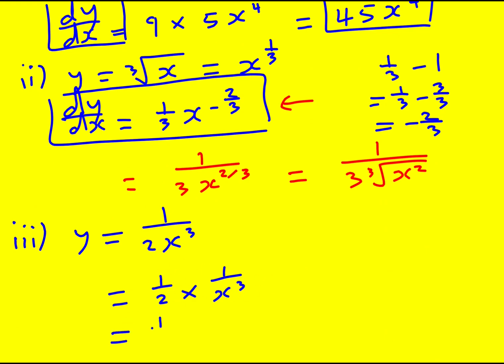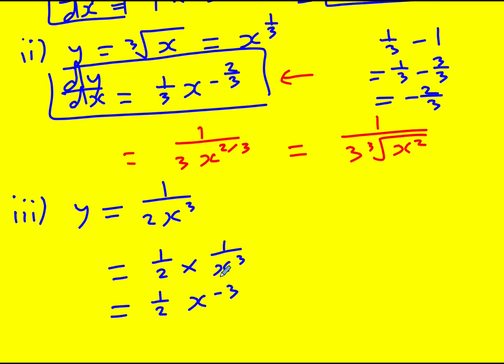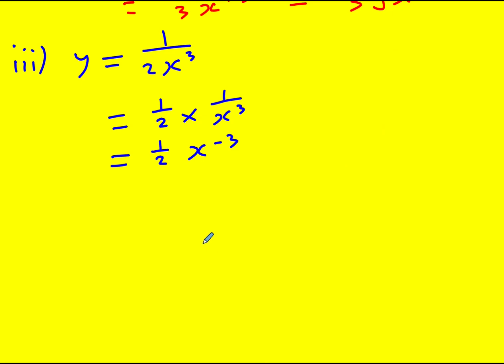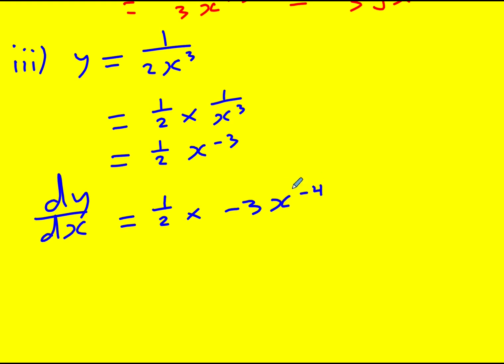And that's going to give me a half x to the minus 3. It might be tempting to write 2x to the minus 3, but that's not correct. It is a half x to the minus 3. Then it's in the right form. dy by dx is a half times minus 3x to the minus 4. I'm minusing 1 from minus 3. And that'll give me minus 3 over 2. I would just bring that together to a single fraction, x to the minus 4.